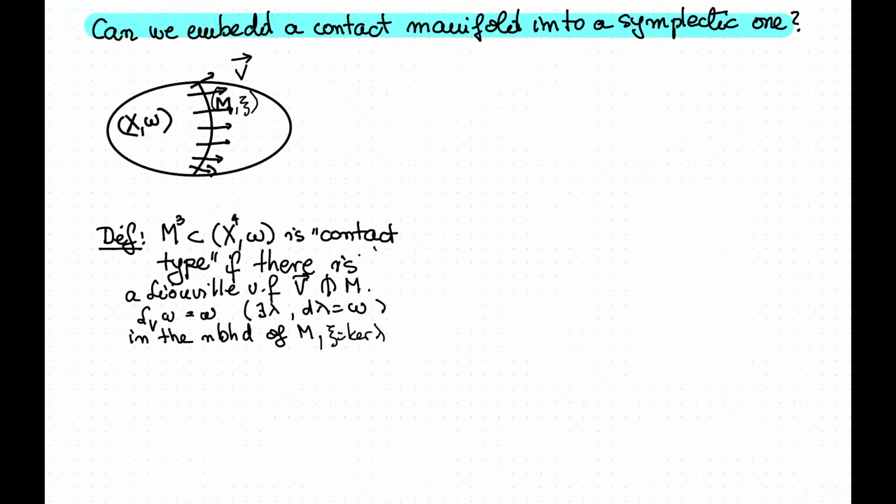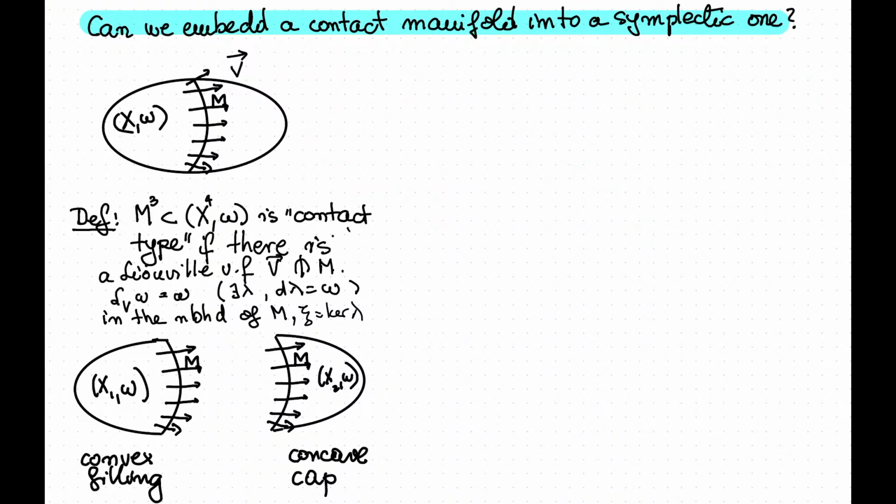So this was like being a boundary. The question is, can we embed a contact manifold into a symplectic one? So we say that a submanifold M in X is of contact type if there is a Liouville vector field, namely a vector field that's stretching ω, that is transverse to M.